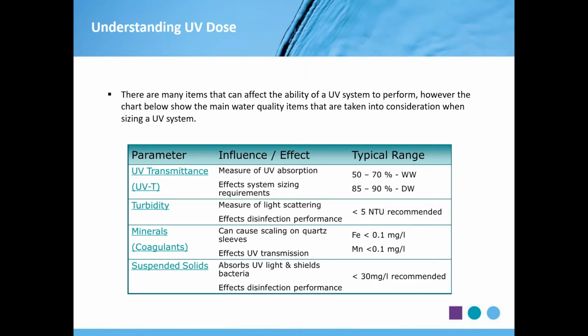So other things will affect that transmittance number, and will also affect the dose equation. We get into looking at things like turbidity. Certain minerals like iron and manganese are going to affect the performance of the UV system, and certainly the concentration of suspended solids going through the chamber.